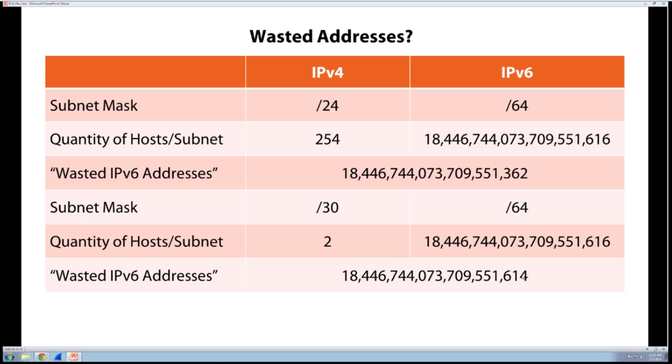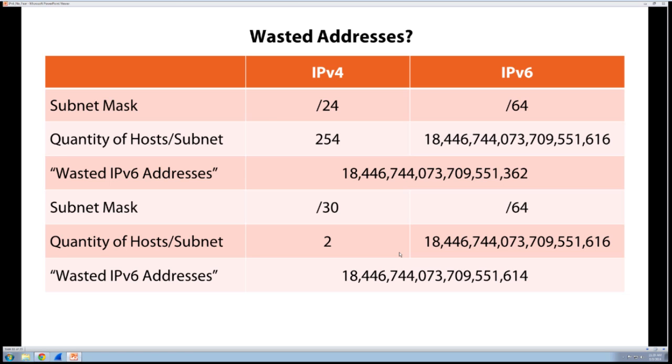As a matter of fact, I looked at the percentage difference of addresses that we're wasting on a network that has 254 clients versus one that we're wasting with 2 clients in IPv6, and I can't even get this number to calculate a percentage that's within 12 decimal points. So it's like 0.0000000000001% more wasted addresses. Big deal, right?